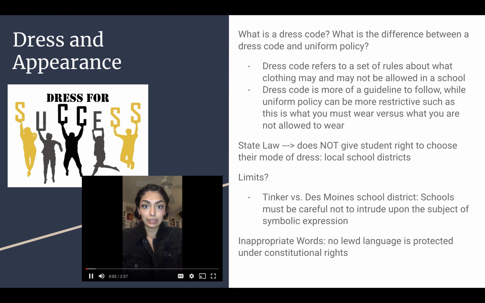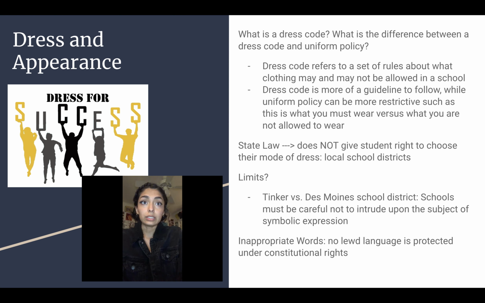Next, we will be discussing dress and appearance. What is a dress code, and what is the difference between a dress code and a uniform policy? Dress code refers to a set of rules about what clothing may and may not be allowed in a school. Dress code is more of a guideline, while a uniform policy is more of a set of rules that you must follow. Dress codes just give the students an idea of what not to wear, while uniforms are what you must wear.